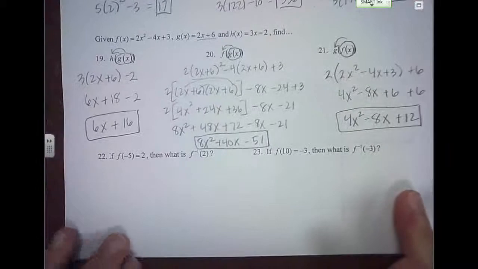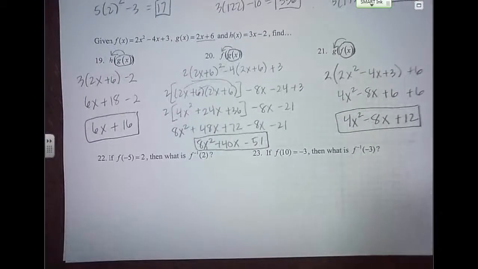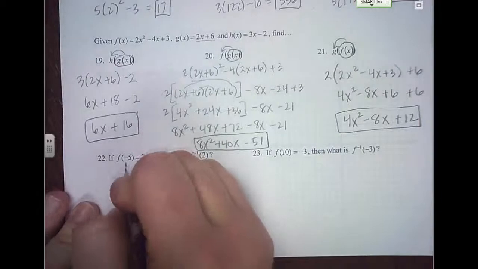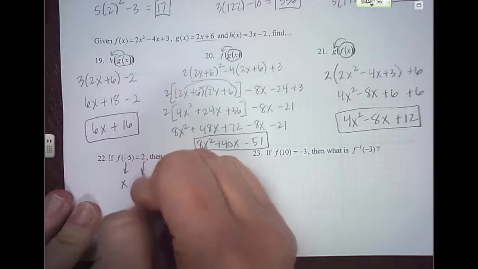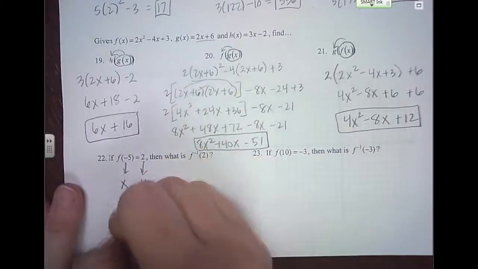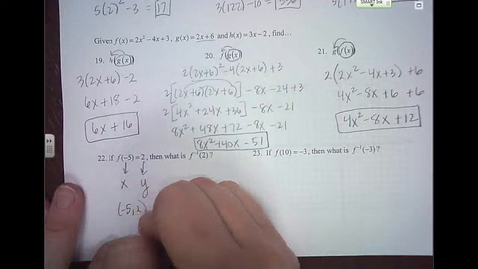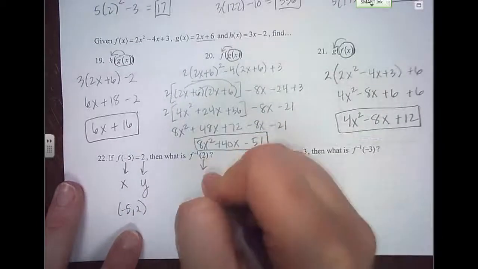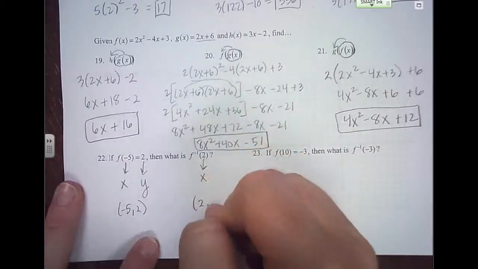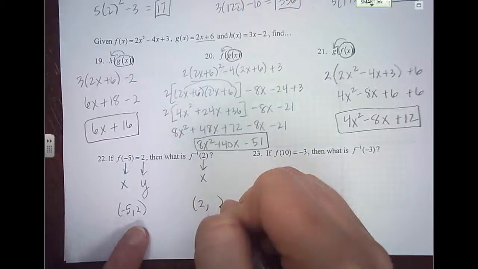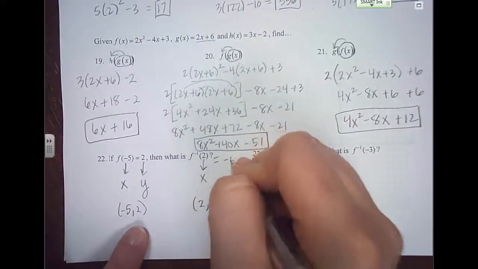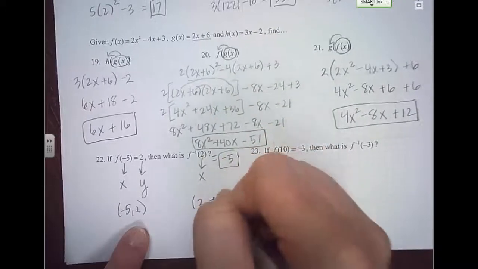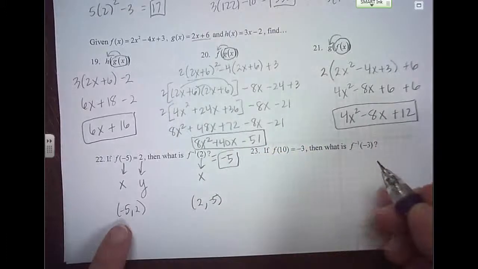Number 22, if f of negative 5 equals 2, then what is f inverse of 2? Okay, so we talked about this is an x value, which then we said that this is a y value. So my coordinate point, negative 5, 2. Now if I'm finding the inverse of that, remember now this is our x value in our inverse, and in an inverse the x and the y switch. So this just equals negative 5. Remember, they just switch places, not signs, just places.